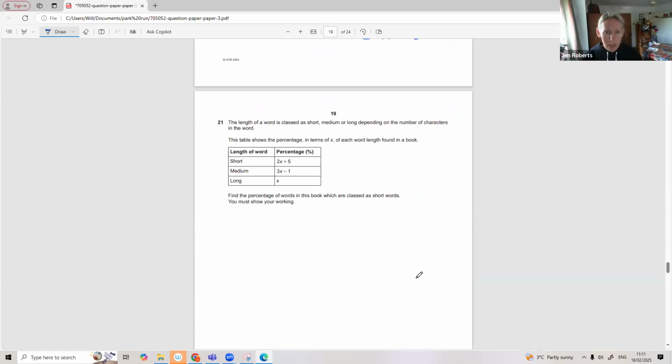The length of a word is classed as short, medium or long. Percentage, so it's out of 100. So I know 2x plus 5, add 3x minus 1, add x is equal to 100%. I'm going to simplify this. 2x add 3x is 5x. Add another x is 6x. 5 take away 1 is 4.